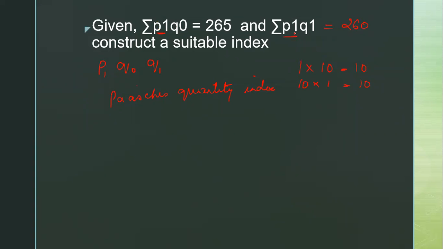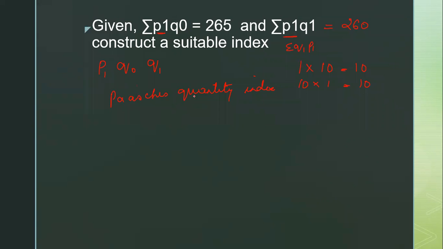P1 is given in both, Q0 is given, Q1 is given. Instead of giving it like this, Q1 P1, they should have given it in the reverse order to confuse you. They have done the reverse. However you multiply, you get the same answer. 1 into 10 is equal to 10, and 10 into 1 also gives 10.